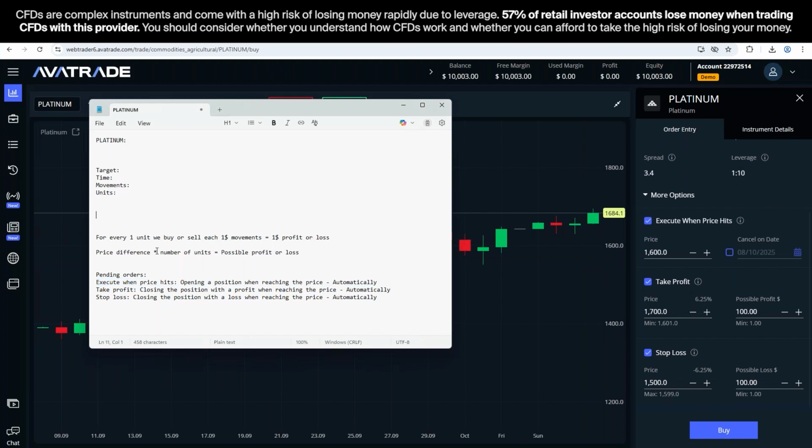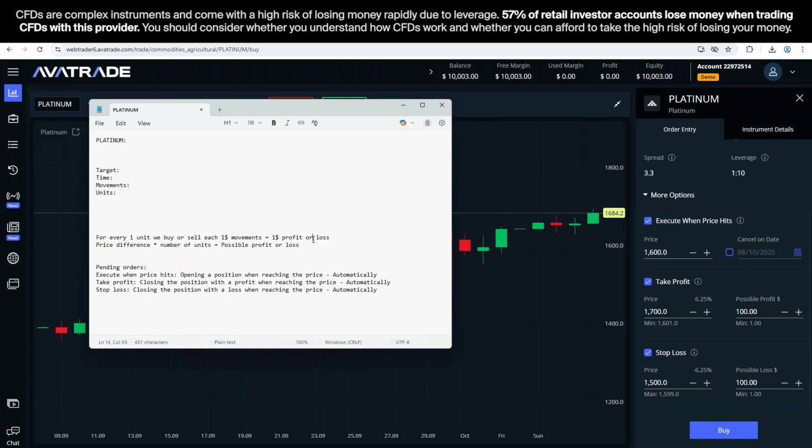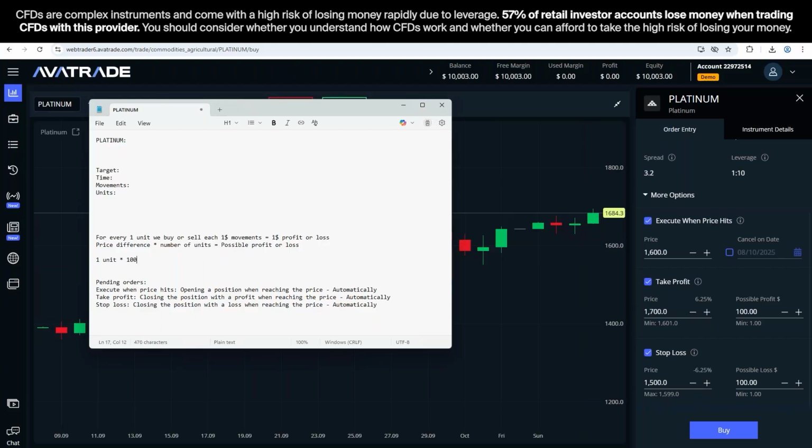The same as I wrote with the equation here, 1 unit. We buy or sell equals 1 unit. And in here, price difference. So what I'm actually looking at is 1 unit times $100 price difference equals 100. Yeah, that's exactly what we're looking at.